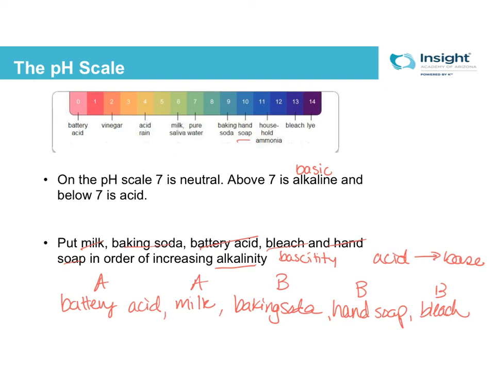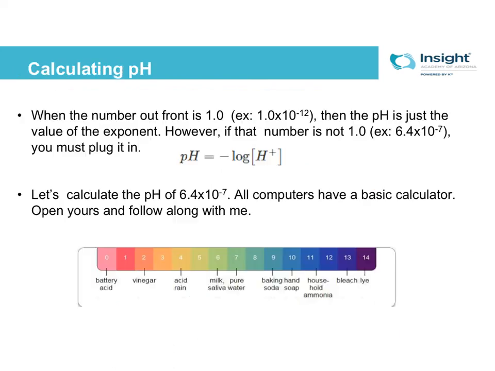All right, in class we will go over the more complicated way of dealing with concentration values when you don't have a 1 out front. But for now, just remember that that exponent is going to tell you your pH. Just drop the negative sign.